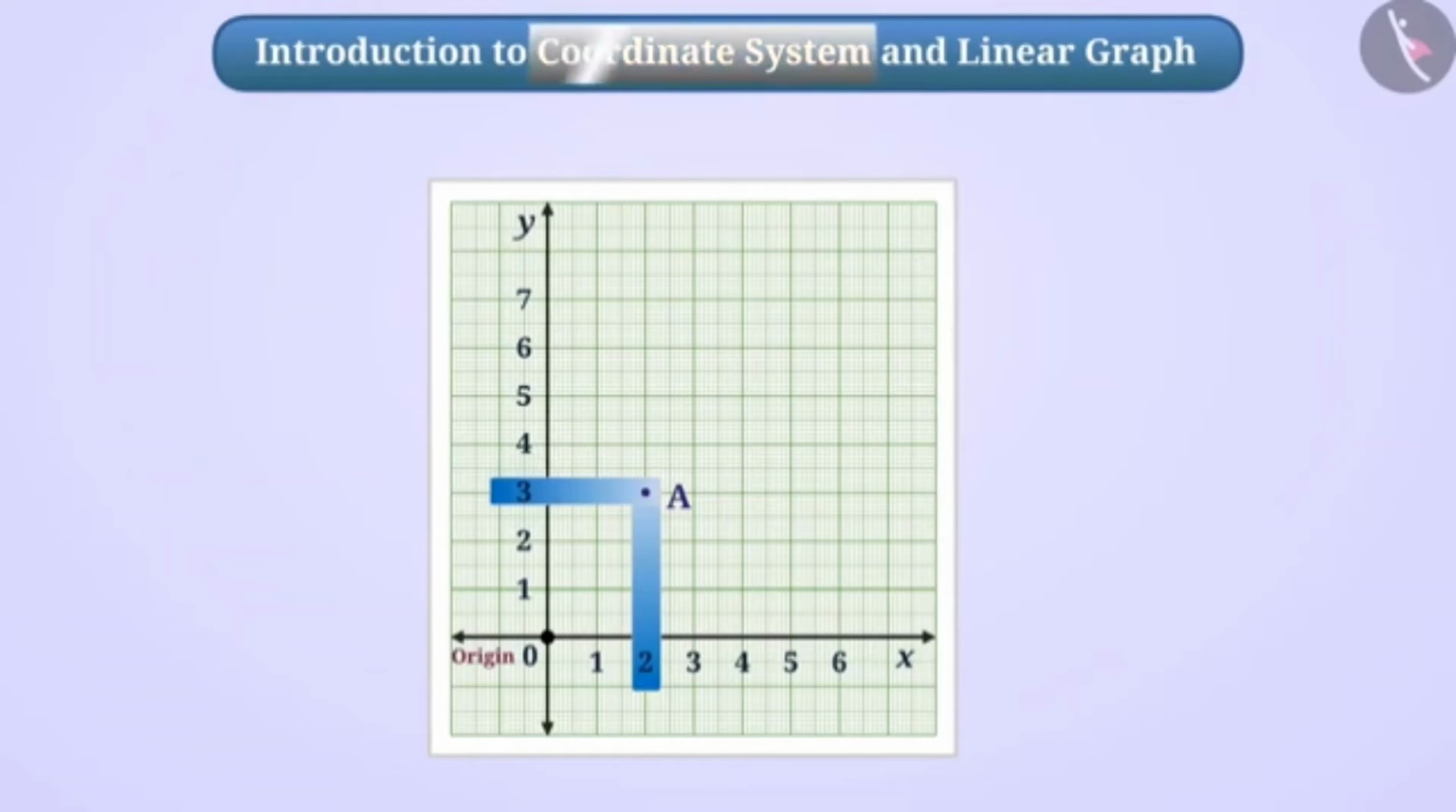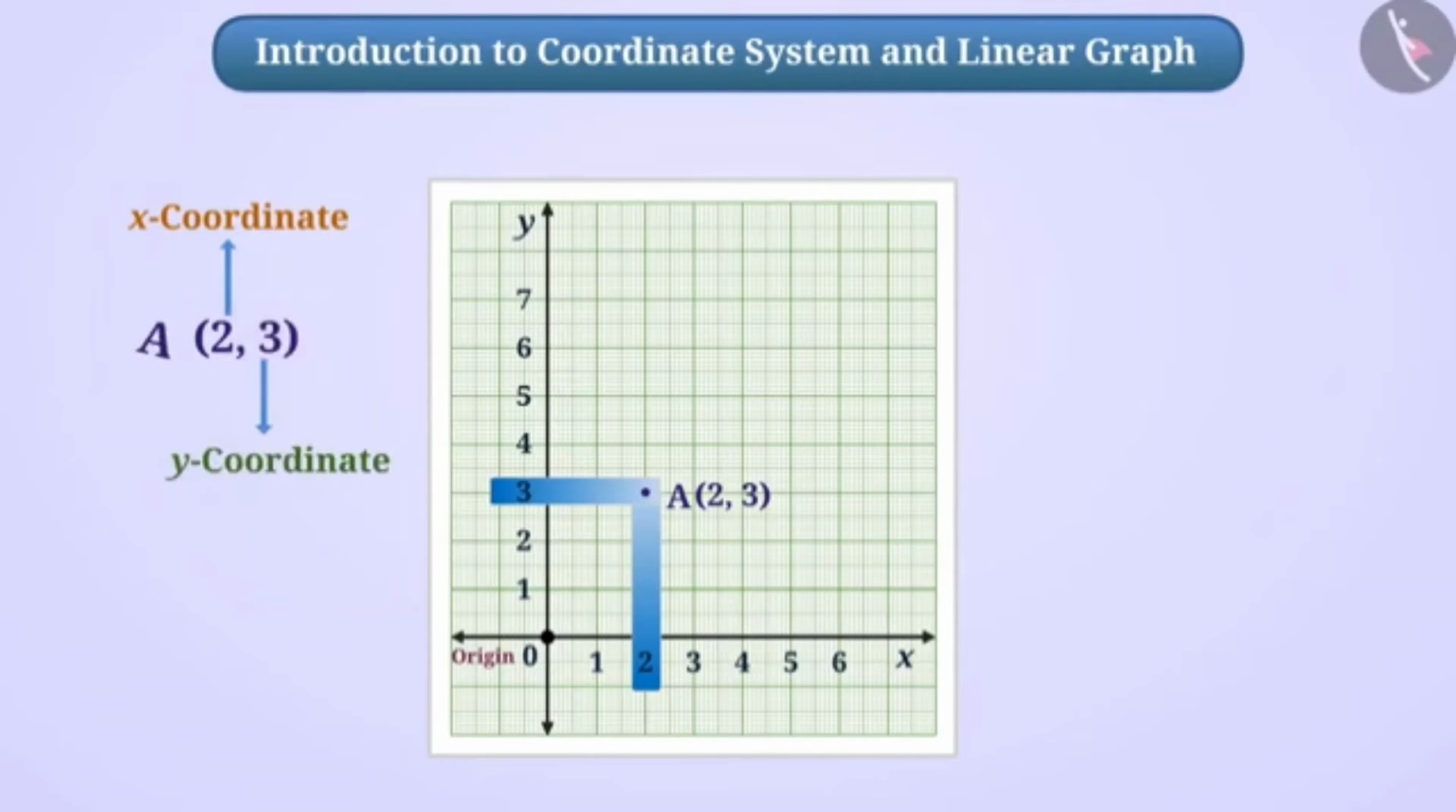According to the coordinate system, we represent the location of point A, (2, 3) in this way. We say that (2, 3) is the coordinate of point A. It has 2, the x-coordinate of point A, and 3, the y-coordinate of point A. Similarly, the position of point B on the graph can be expressed in the form of x-coordinates and y-coordinates, (x, y), in this way.